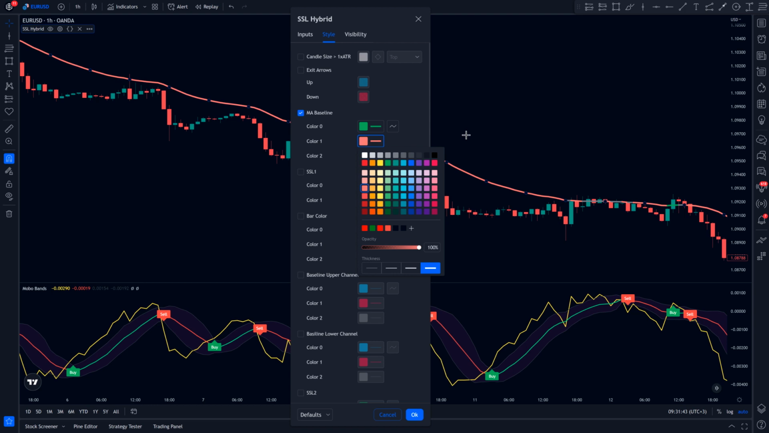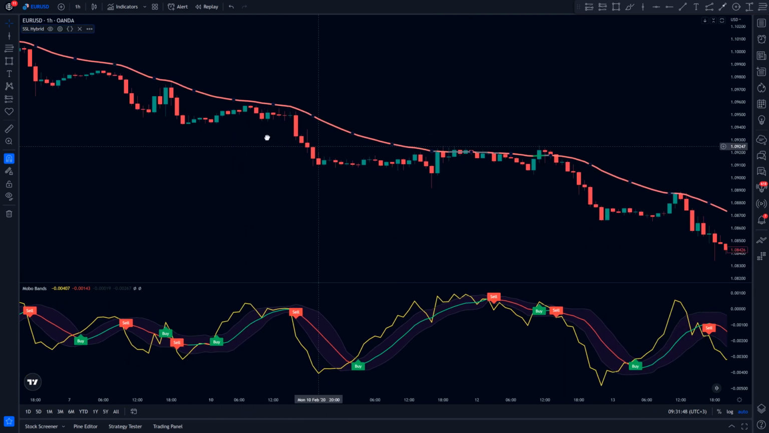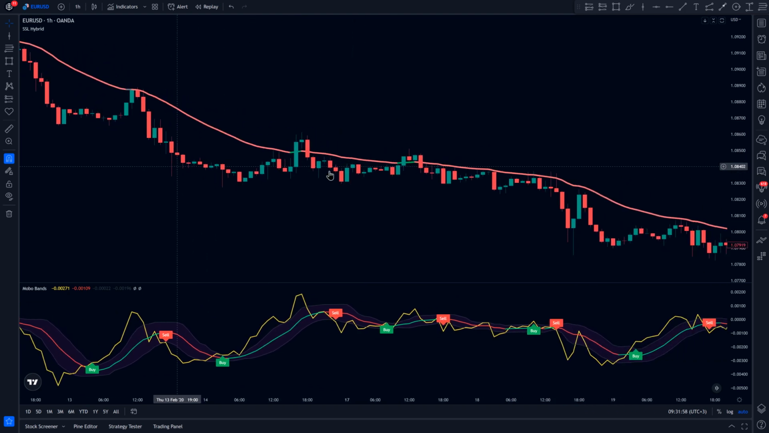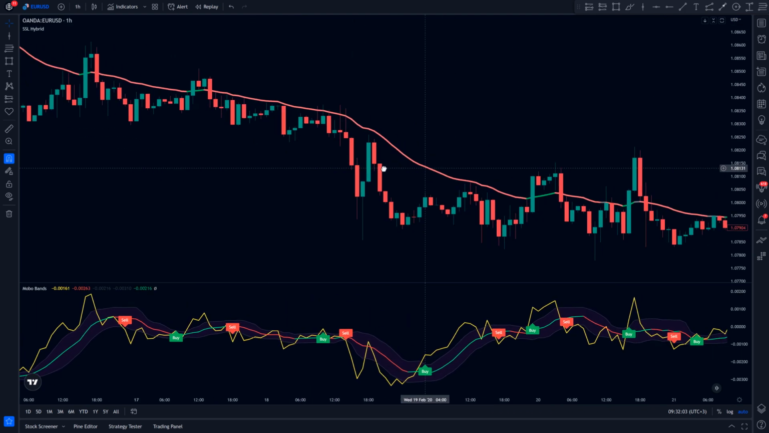We're going to be using this MA baseline as our trend filter to ensure that we're only trading in the direction of the predominant trend. Now, let's explore the conditions needed for entering trades with this strategy.